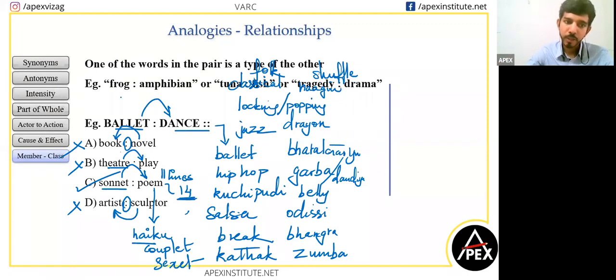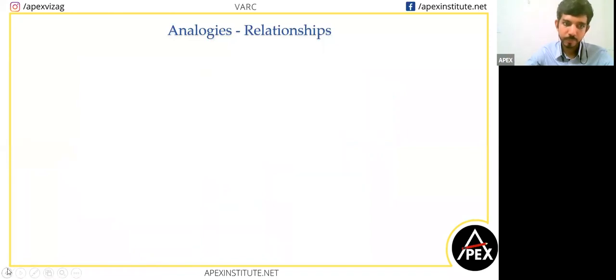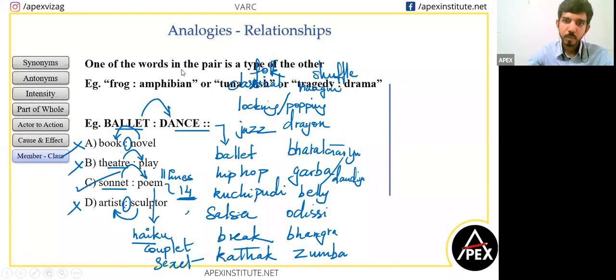Right. So the type of relationship was that one of the words in this pair was a type of the other word. So that was your relationship. Okay. So some more examples. Frog is a type of amphibian. Here you have tuna, which is a type of fish, and tragedy, which is a type of drama.